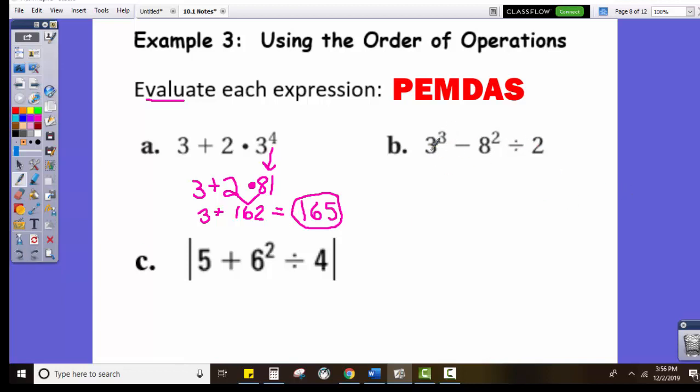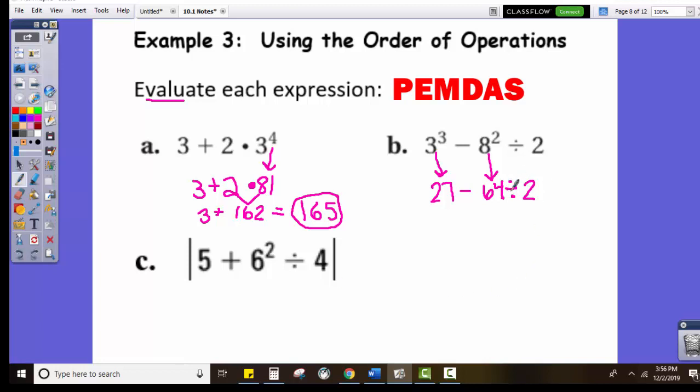Okay, for b, I have 3 to the third, so there's an exponent, minus 8 squared, there's another exponent, divided by 2. So first I'm going to take care of these exponents, 3 to the third and 8 to the second. So 3 to the third is 3 times 3, which is 9, times 3, which is 27. 8 squared is 8 times 8, which is 64. Now bring everything else down. So bring down the minus and the divide by 2.